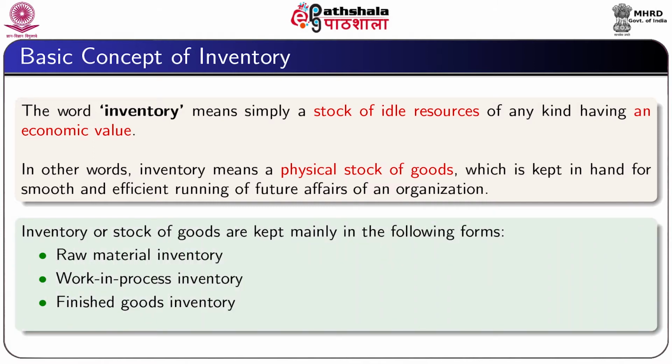Inventory or stock of goods are kept mainly in the following 3 forms. Raw material inventory: it is the raw materials which are kept in stock for use in production of goods. Work in process inventory: it is the semi-finished goods which are stored during the production process. Finished good inventory: goods which wait for shipping or sale.